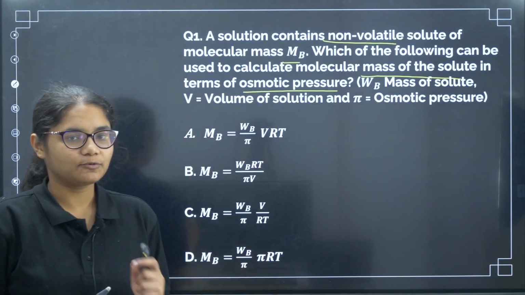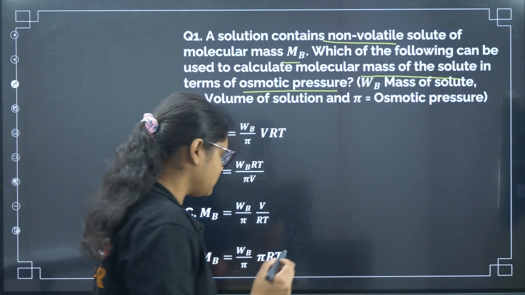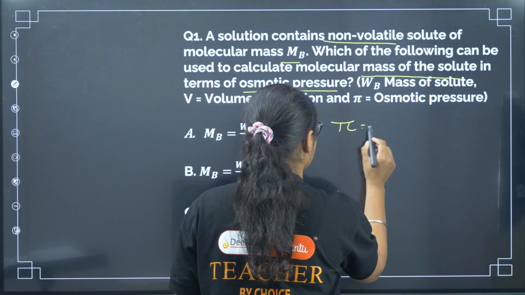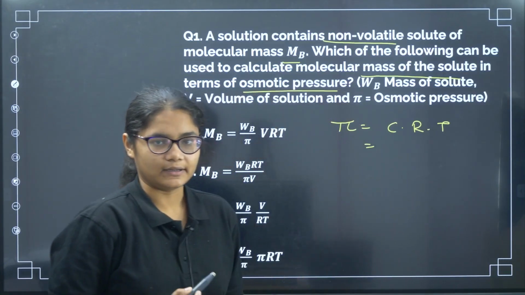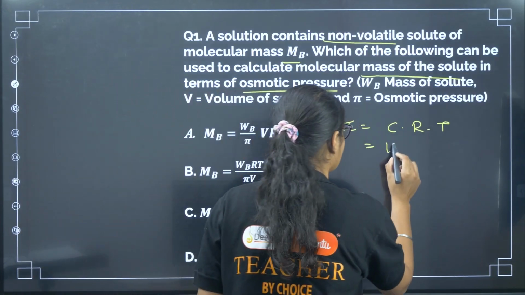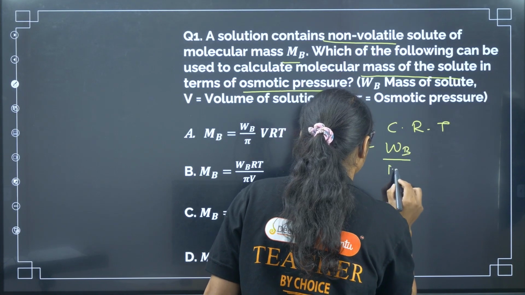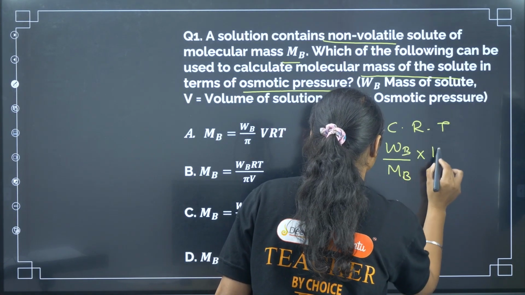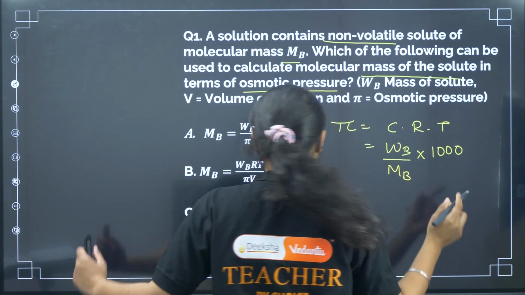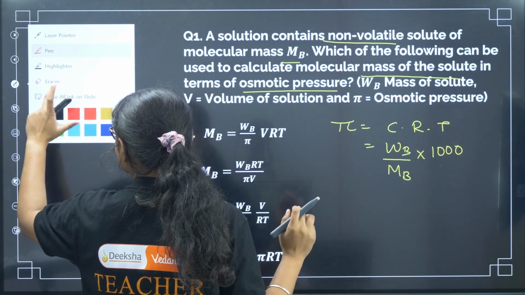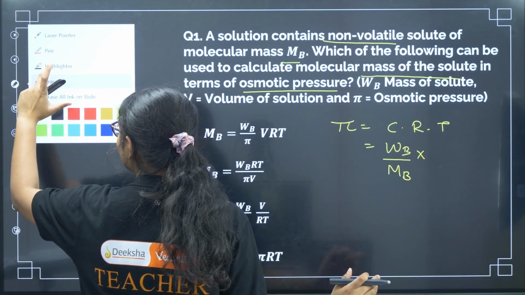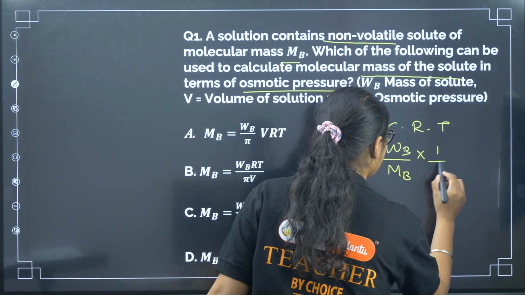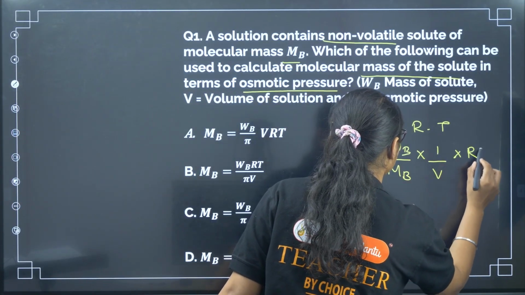Okay, so we know osmotic pressure is a colligative property where we can write pi is equal to C into R into T. And C is what here? Molarity, right? So molarity can be written as WB by MB into 1000, though we have to use 1000 only if the volume is in ml. So let us take it as only volume. So pi is equal to WB by MB into 1 by V into R into T.